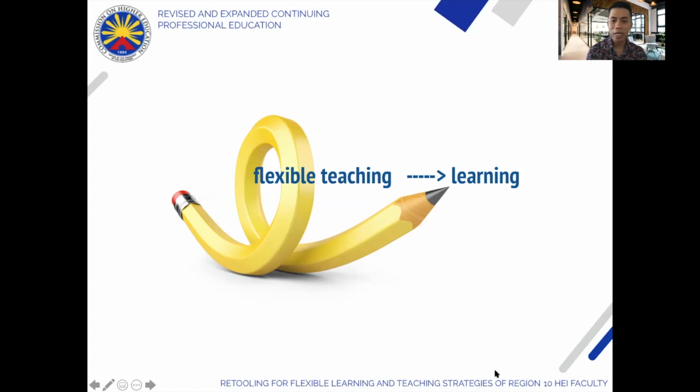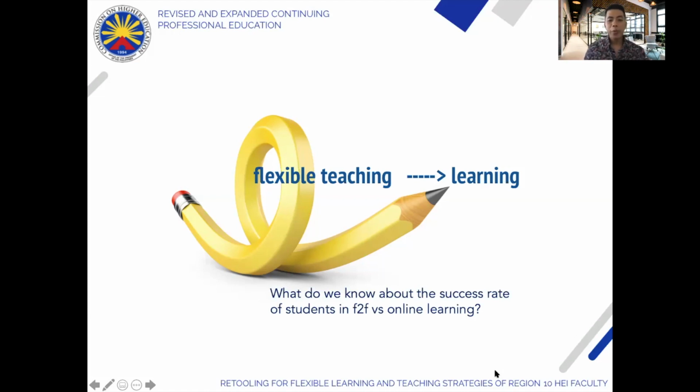So flexible teaching, right? We have to again remember that the focus is learning. We of course are, you know, the characters behind the curtain, but we facilitate learning. So flexible teaching, flexible learning, but at the same time, the goal is again for our students to learn. The question then is, what do we know about the success rate of students in face-to-face versus online teaching?